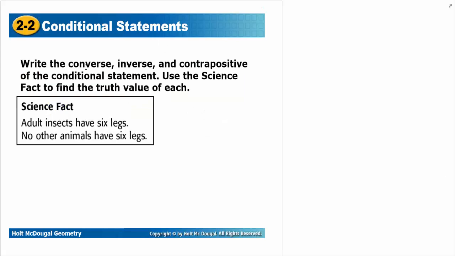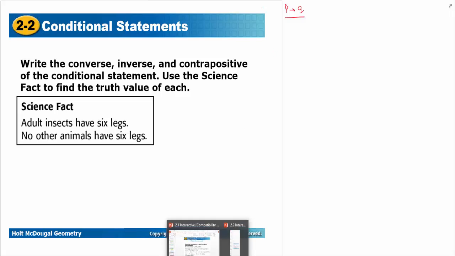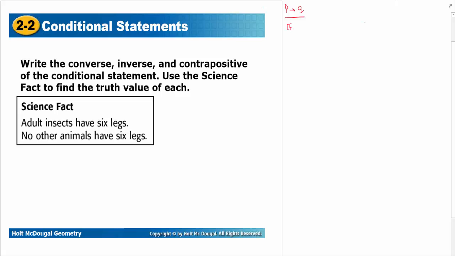Okay, so in this next one we have some science facts here. We're going to write a converse, an inverse, and a contrapositive of the conditional statement. We're going to use the science fact listed below to find the truth value of each one of those statements. So we need to write the following. We're going to need to write an if then, if P then Q. We're going to start there. So what we need to do in this case is write our first statement, and it's going to be just good old if, and then we'll have our then.